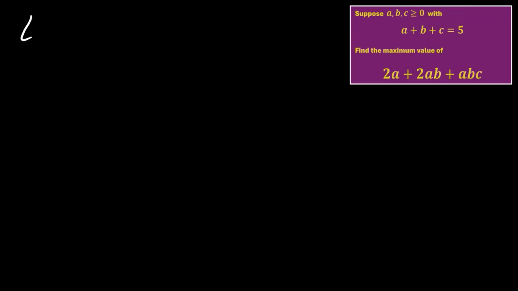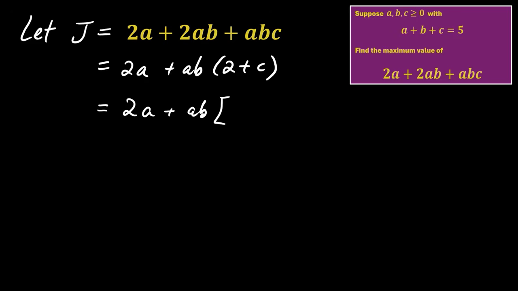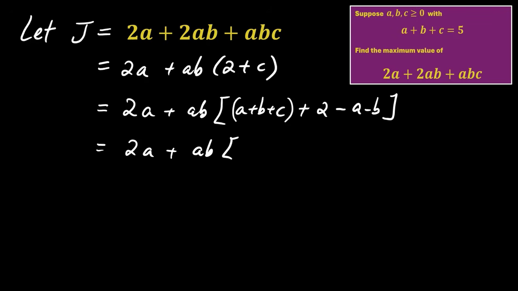First of all, we let J be the expression. Now J will equal 2A plus AB(2 plus C). And we can write this as 2A plus AB plus A(B plus C plus 2) minus A minus B. By writing this, we know that A plus B plus C equals 5 and therefore this becomes 7 minus A minus B.